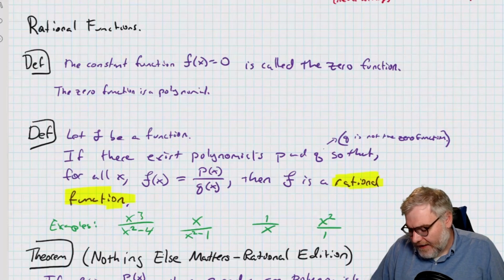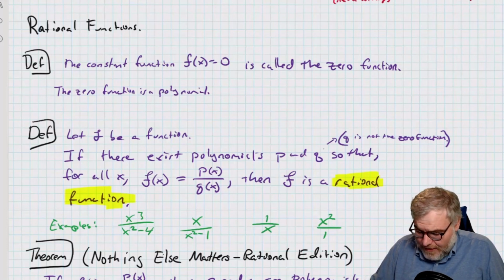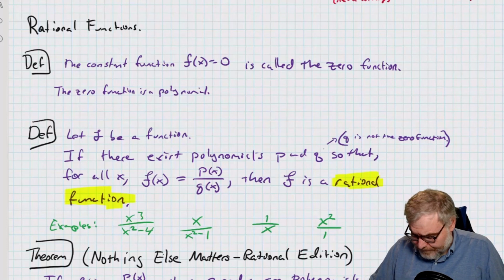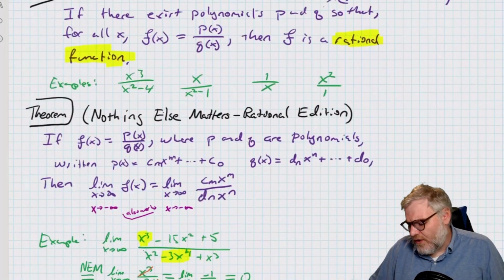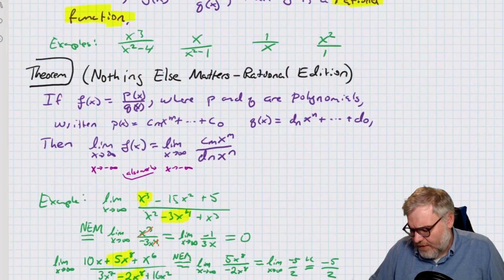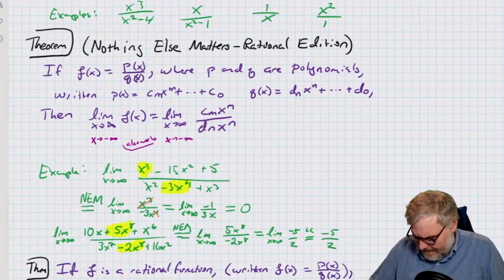But that's just about the 0 function. So if f is a function, and if there exist polynomials p and q, where q is not the 0 function, so that for all x, f of x equals p of x over q of x, then f is a rational function. And these are your things. And of course, nothing else matters for the rationals. And we've already gone over this. Okay.